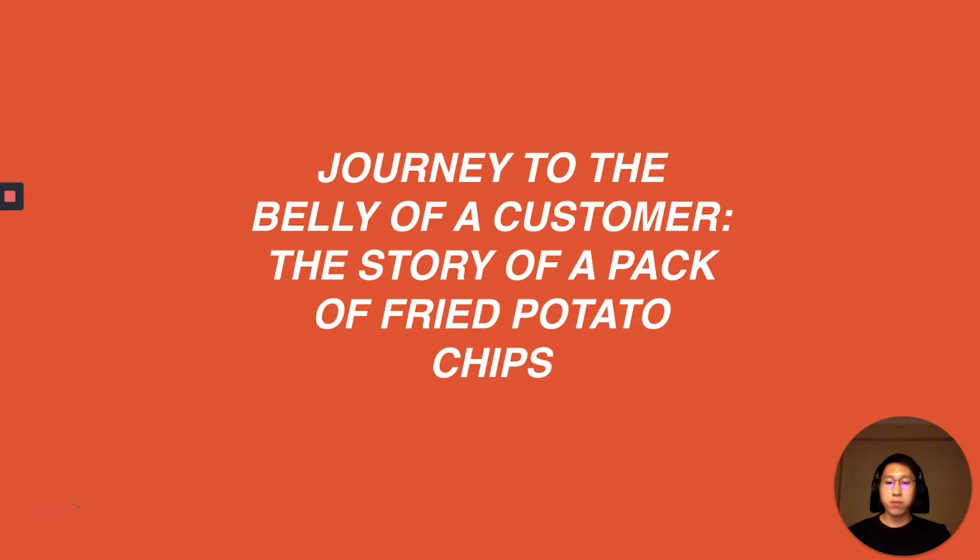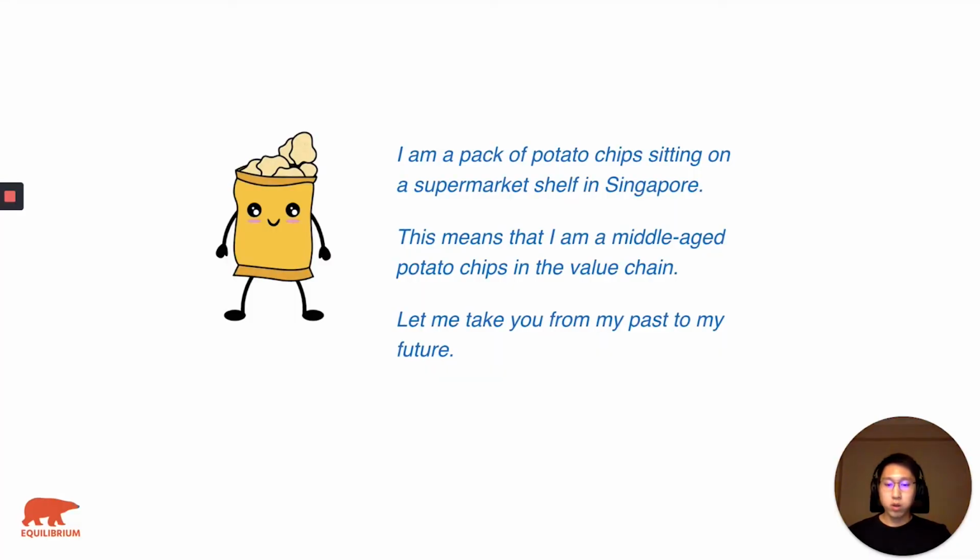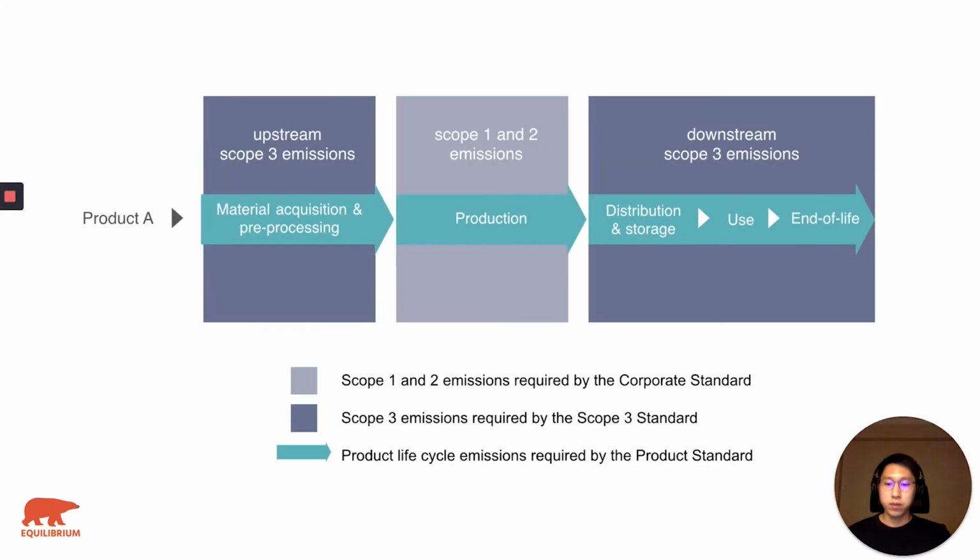To help you understand the process better, I will attempt to contextualize it with a bag of potato chips. Welcome to the journey to the belly of a customer, the story of a pack of fried potato chips. We can break down the life cycle of a bag of potato chips into 3 segments. Firstly, the upstream segment, which involves the sourcing and processing of raw materials required to make potato chips, as well as its packaging. Emissions produced under the upstream segment are typically classified under Scope 3 because of its indirect contribution.